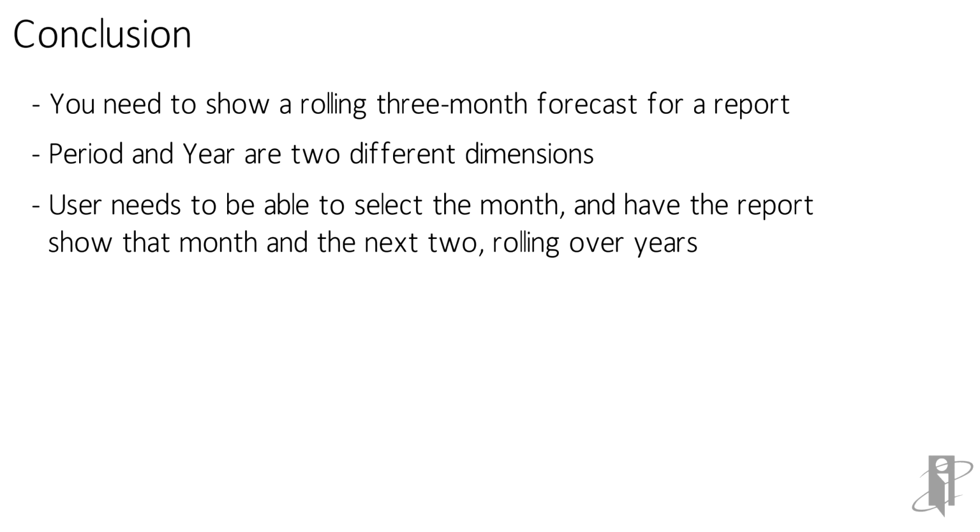So, in conclusion, you can see we were able to show a rolling 3-month forecast for a report. We were able to overcome the issue of having period and year as 2 different dimensions. And the user is able to select the month and have the report show that month and the next 2, rolling over years.